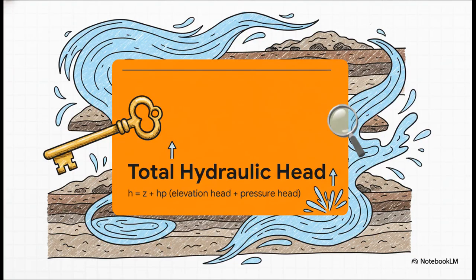So, what are we left with after stripping away the velocity component? Well, we get this vital concept known as the total hydraulic head. Simply put, the total hydraulic head, represented by the letter H, is literally just the elevation of the water, the Z, plus the fluid pressure head, represented by HP. That's it. Elevation plus pressure. This right here is the absolute master key to understanding groundwater flow.